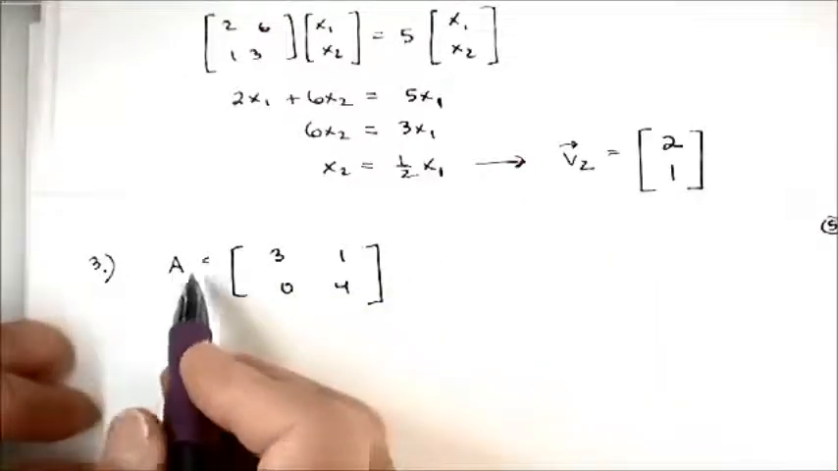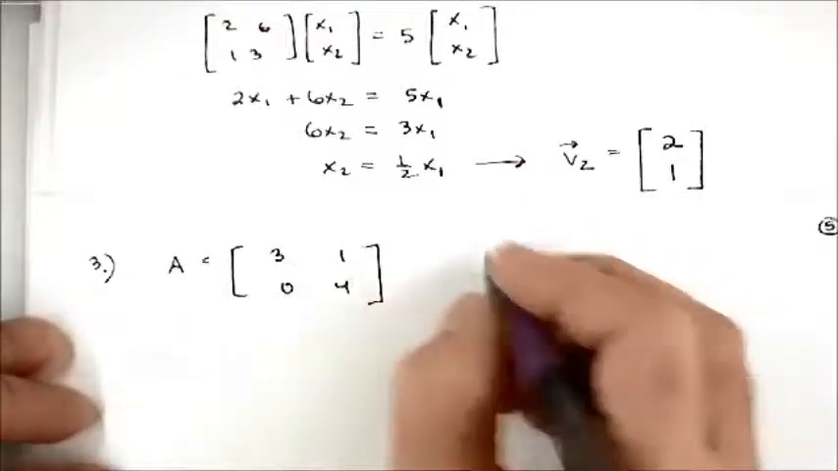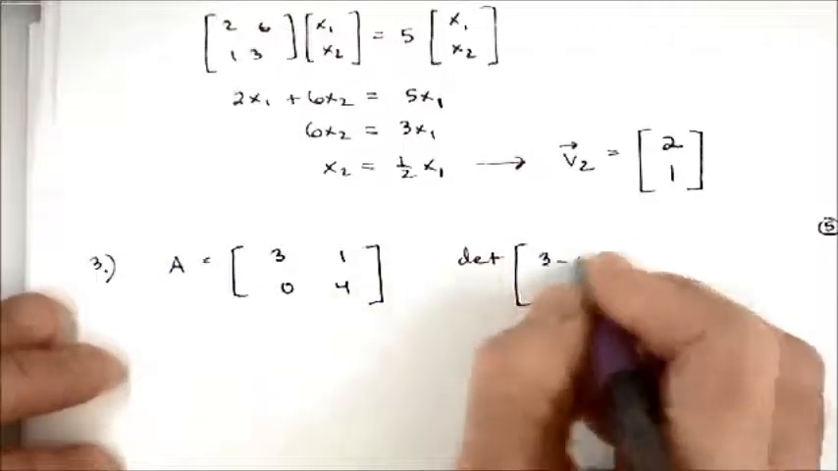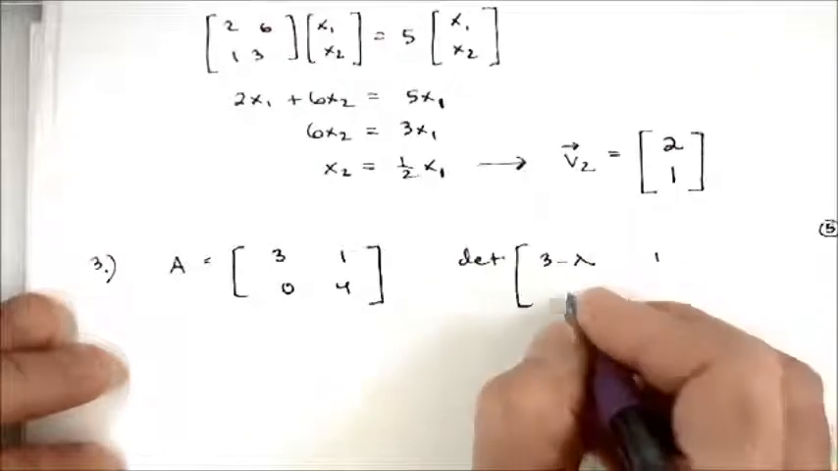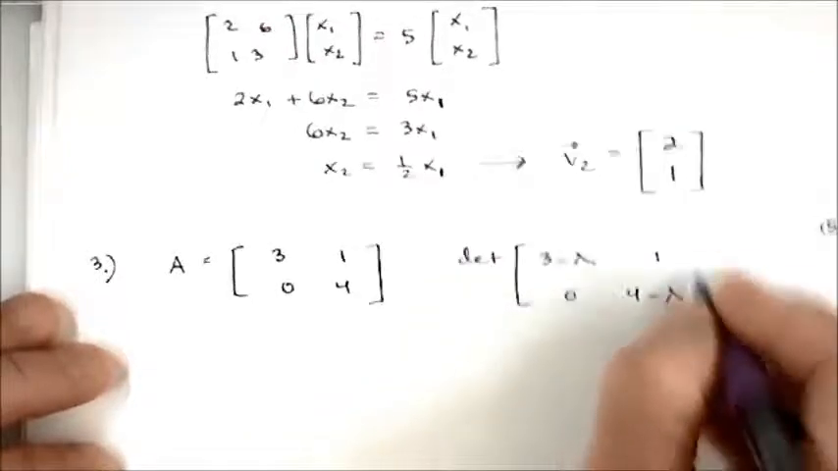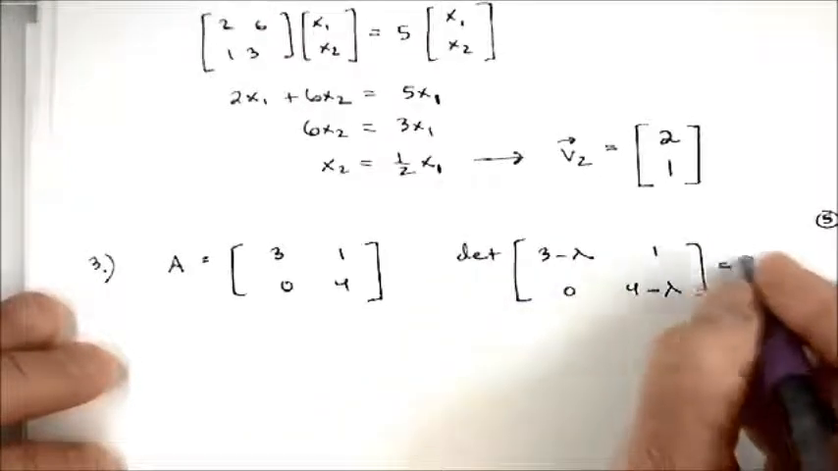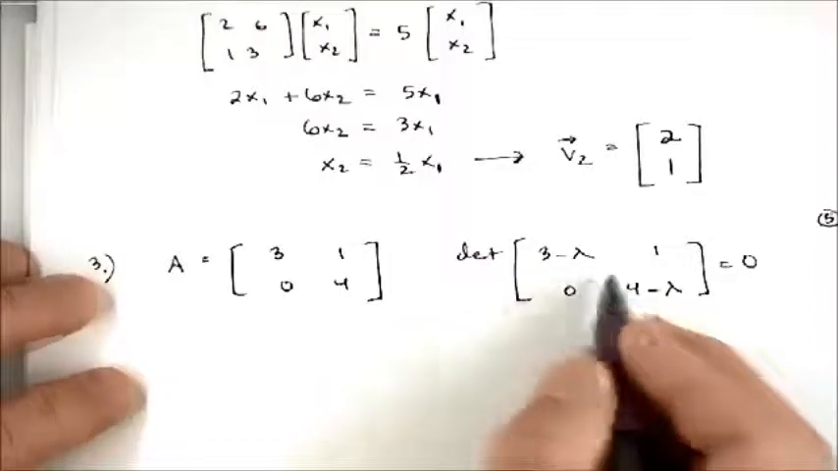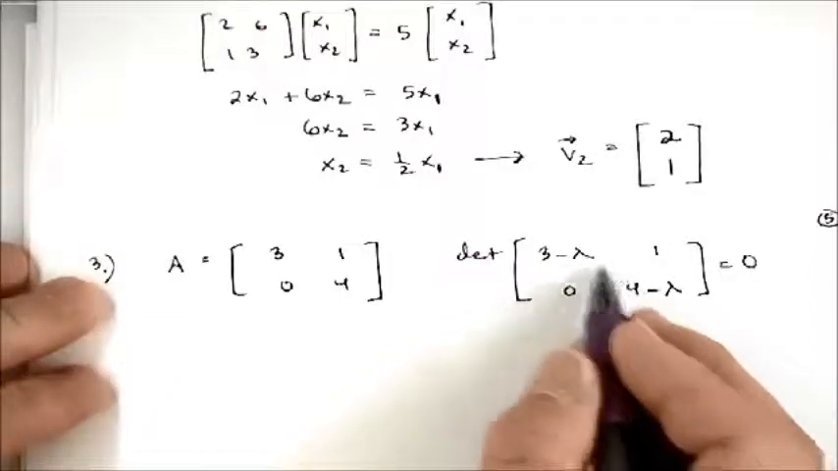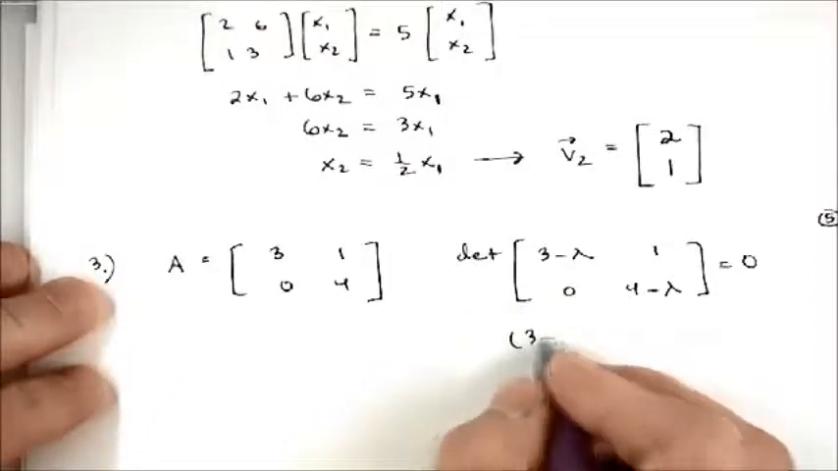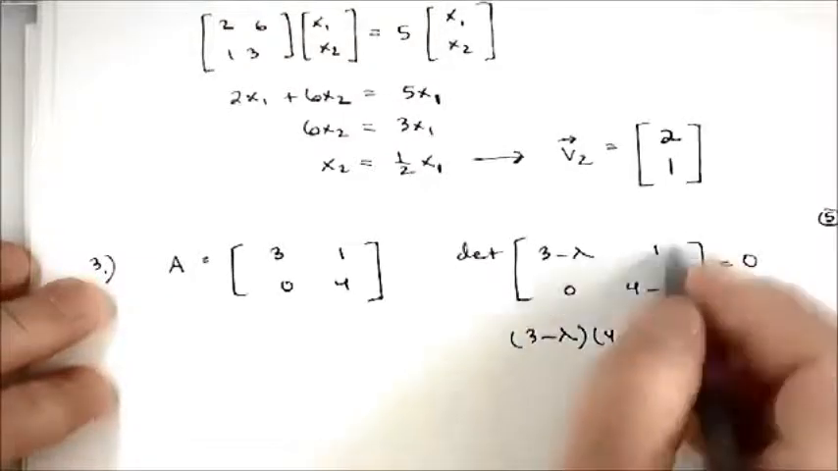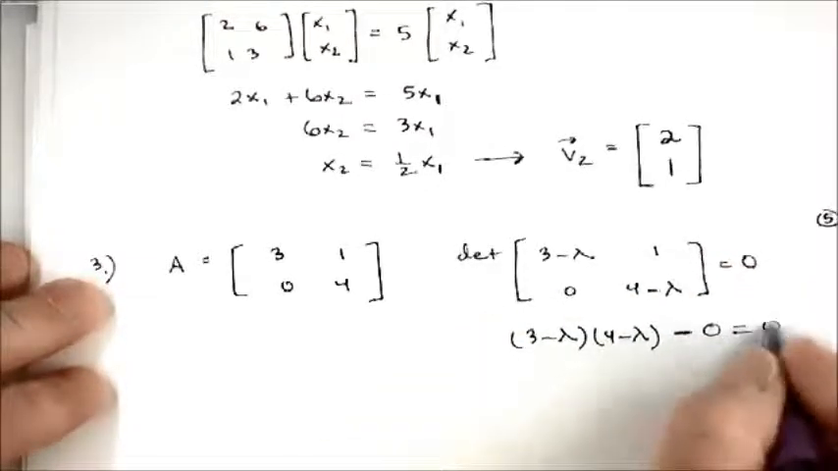So this matrix A is 3, 1, 0, 4. So if I do my determinant of 3 minus lambda, 1, 0, 4 minus lambda, I end up just getting this times this, which is 3 minus lambda times 4 minus lambda minus 0 equals 0.